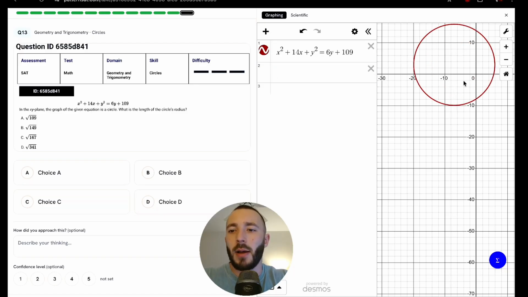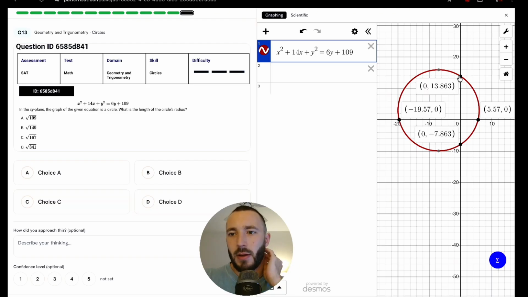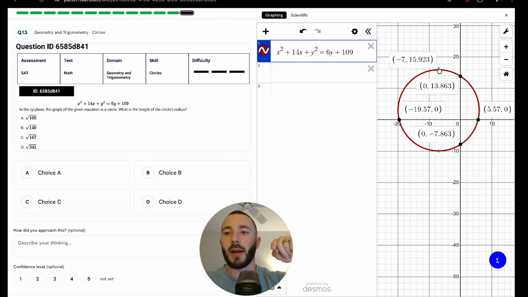Okay, here it is. By the way, if you click on the circle, it'll highlight a few points. It's highlighting x-intercepts here and here, y-intercepts here and here, and the top and bottom. Okay, this is the highest point on the circle. This is the lowest point on the circle.